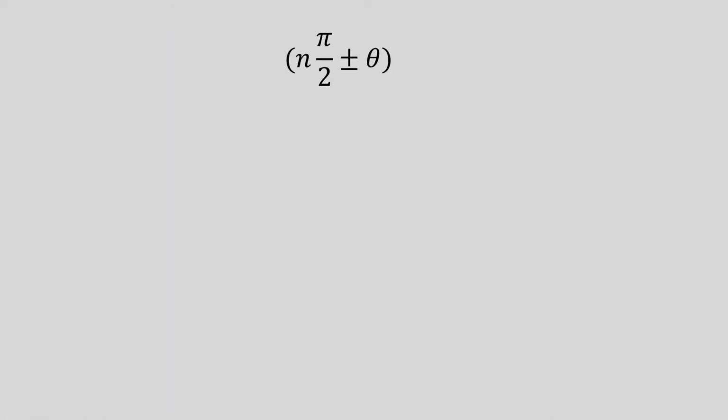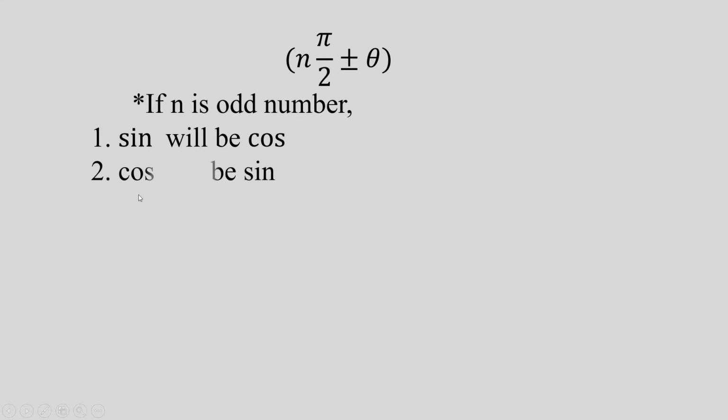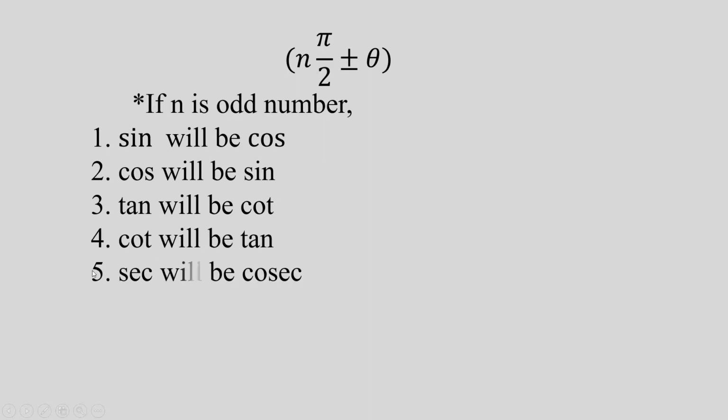Now conclusion of our discussion. If n is in this format, n pi by 2 plus minus theta, n can be any integer number, 0, positive, negative, etc. If n is odd number, then sine will be cos, cos will be sine, tan will be cot, cot will be tan, sec will be cosec, and cosec will be sec. We saw why sine becomes cos and cos becomes sine, tan becomes cot, cot becomes tan, and we need to remember this.